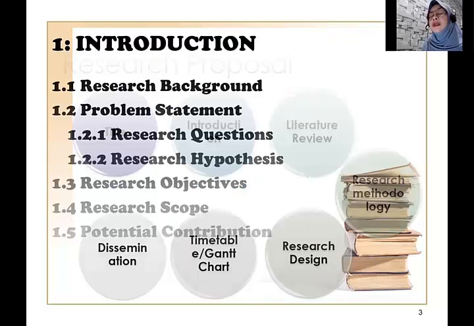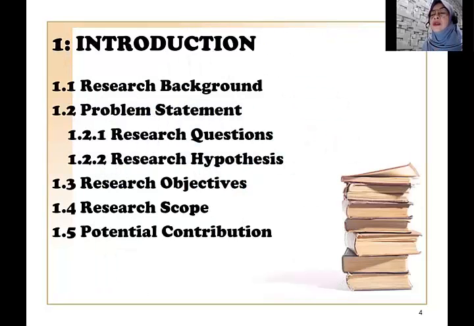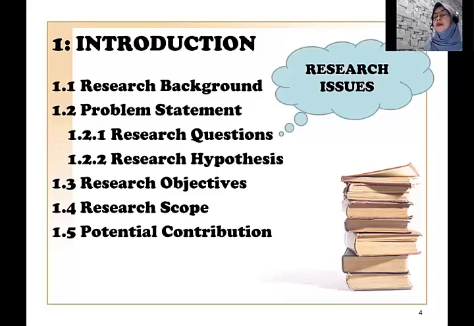What should you write in the introduction section? We may write the research background, then the problem statement, the research question, research hypothesis, research objective, scope and potential contribution. This looks like chapter one in your thesis. So where is the research issue? We should highlight the research issue in the research question.